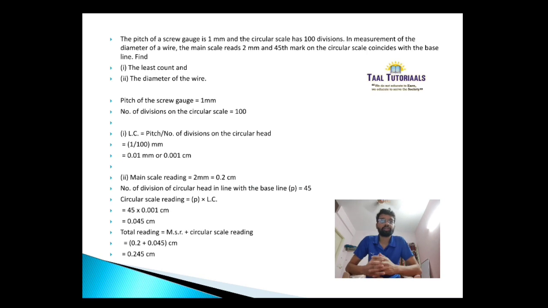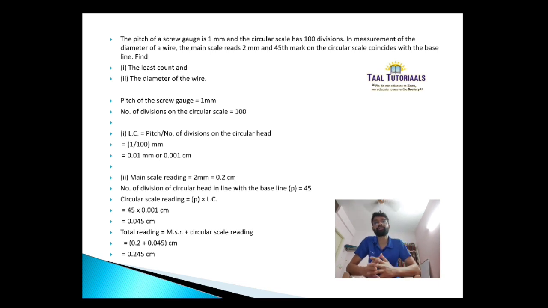This is the fourth question. The pitch of the screw gauge is 1 millimeter, and the circular scale has 100 divisions. In measurement of the diameter of a wire, the main scale reads 2 millimeter and the 45th mark on the circular scale coincides. So by the question we know main scale reading is 2 millimeter, circular scale reading is the 45th mark, pitch is 1 millimeter, and total division is 100.